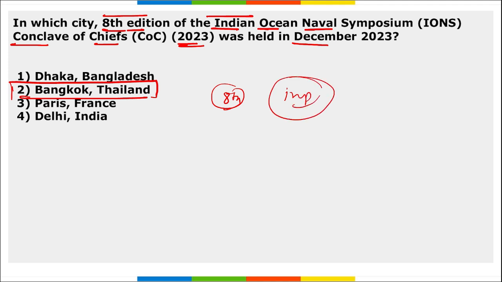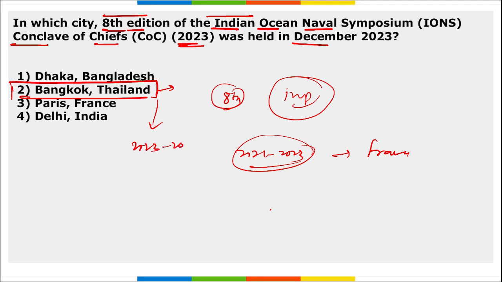Then remember, earlier from 2021 to 2023, the chairmanship was with France, and now it is with Bangladesh. Correct? From 2023 to 2025, it is with Thailand. Right? So friends, these were your important current affairs.